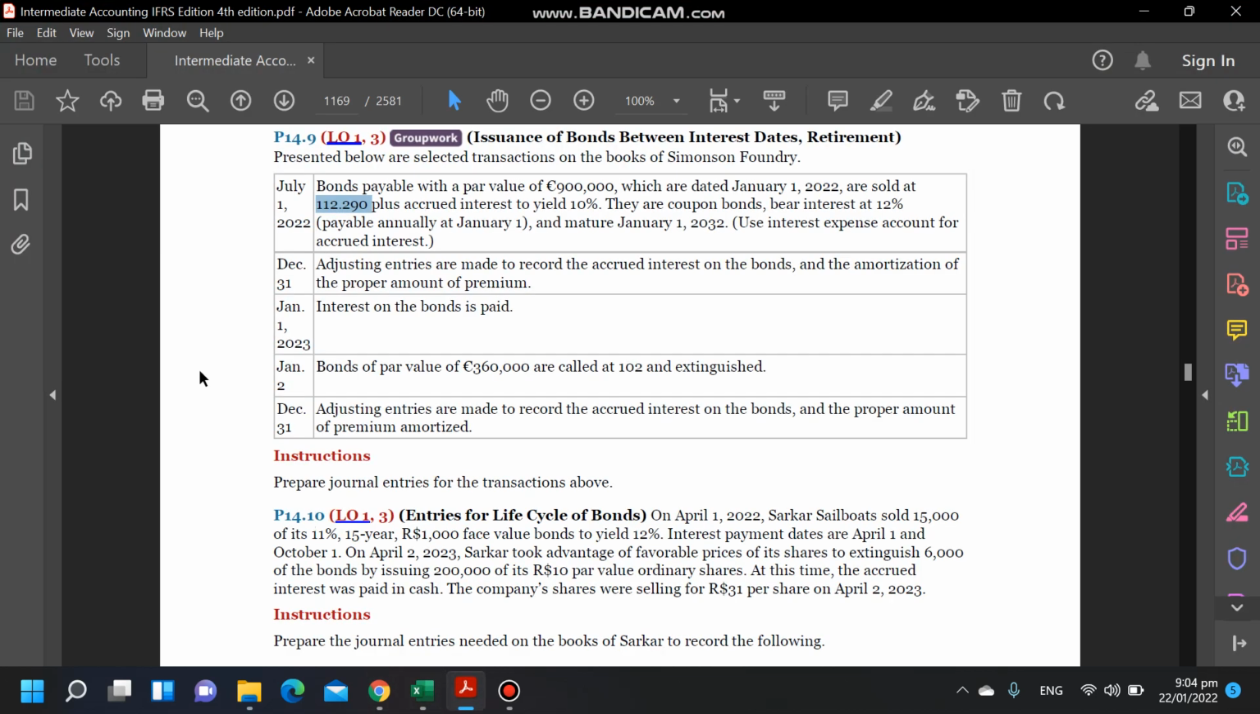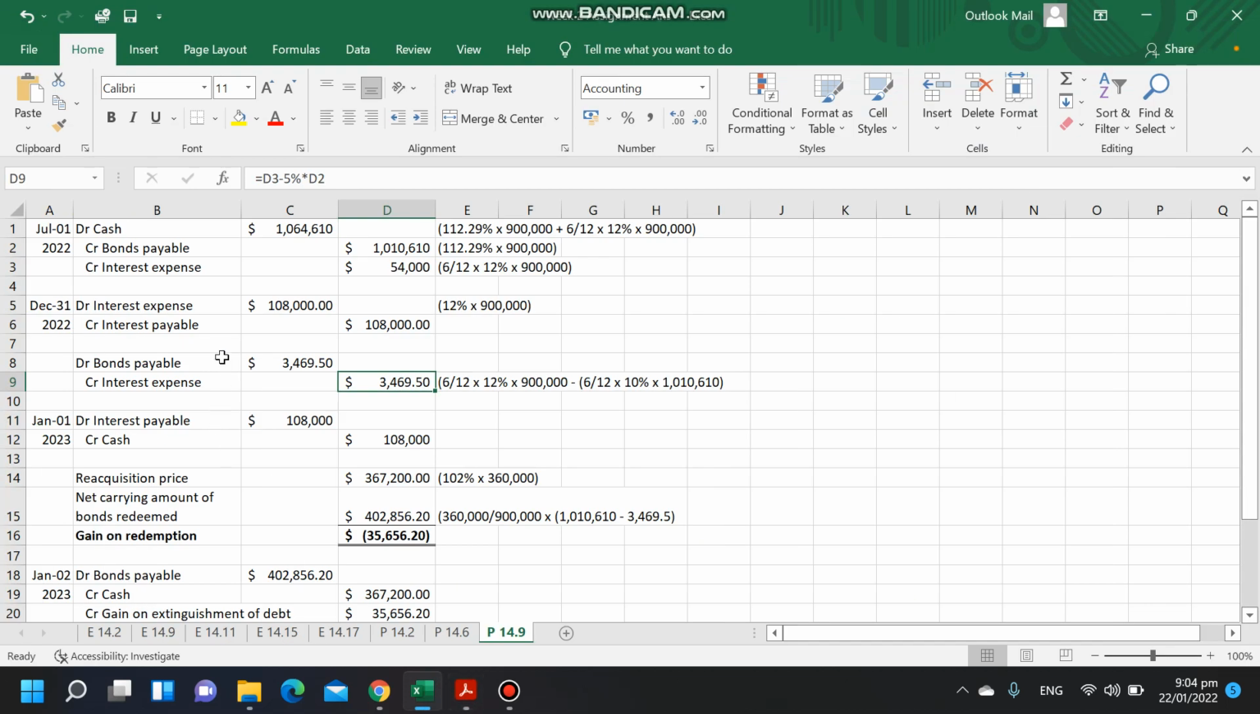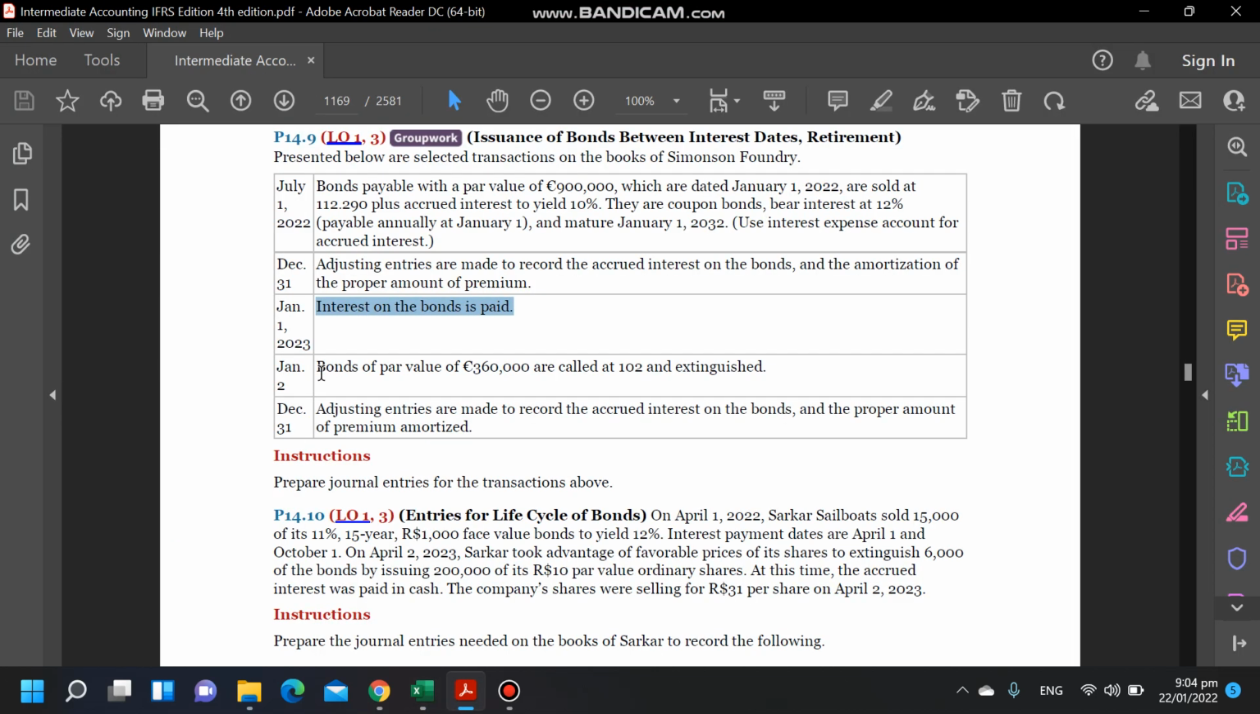And then for the next one, January 1st, interest on the bonds is paid. So you will debit interest payable, credit cash 108,000. And then on January 2nd, bonds of par value of 360,000 are called at 102 and extinguished.